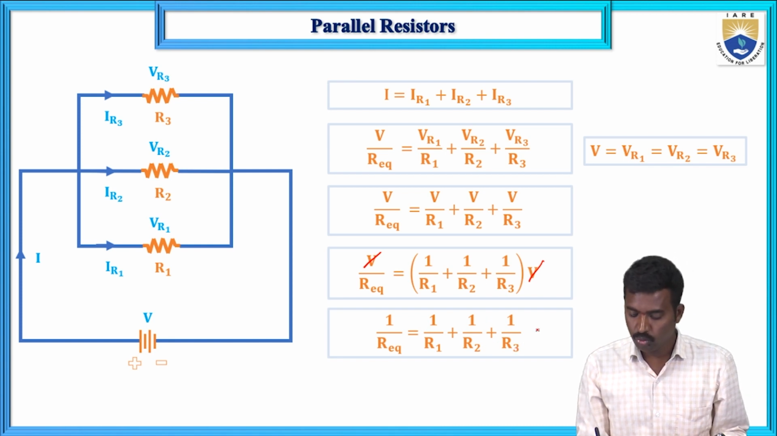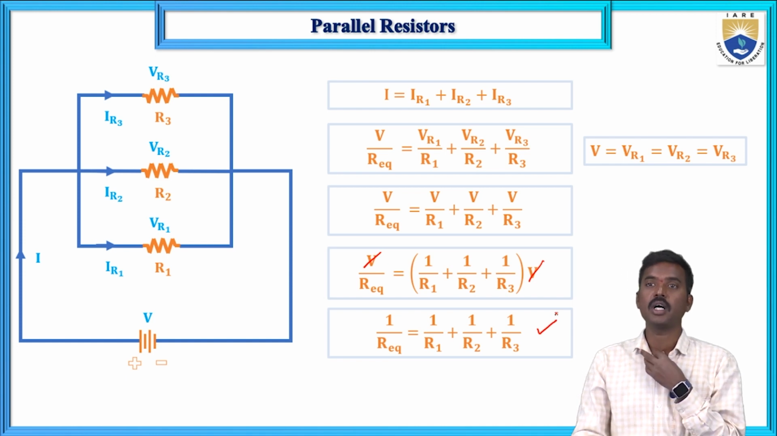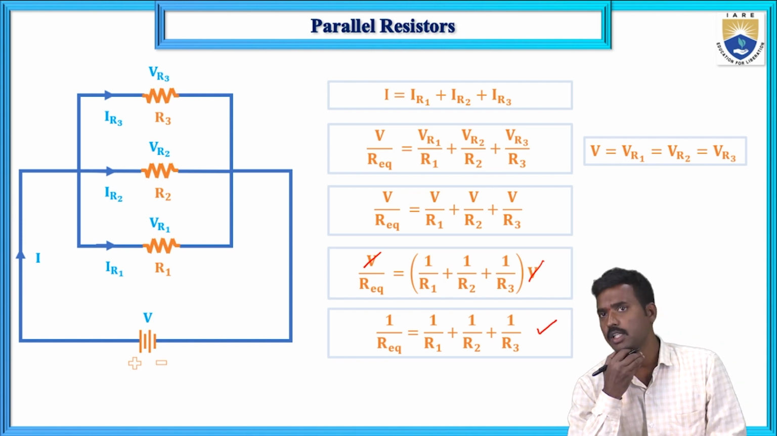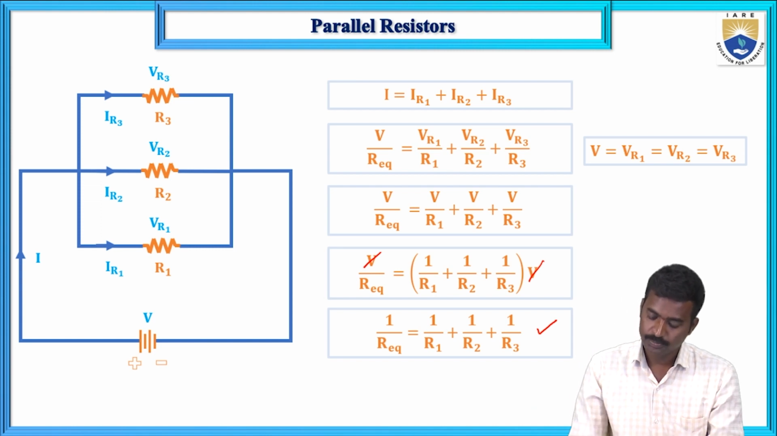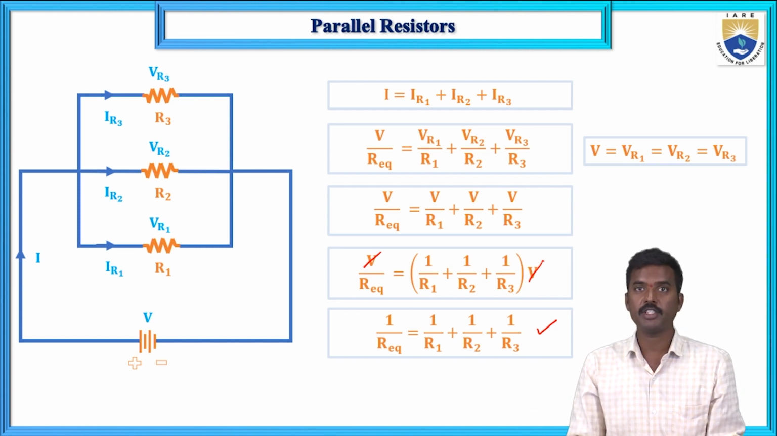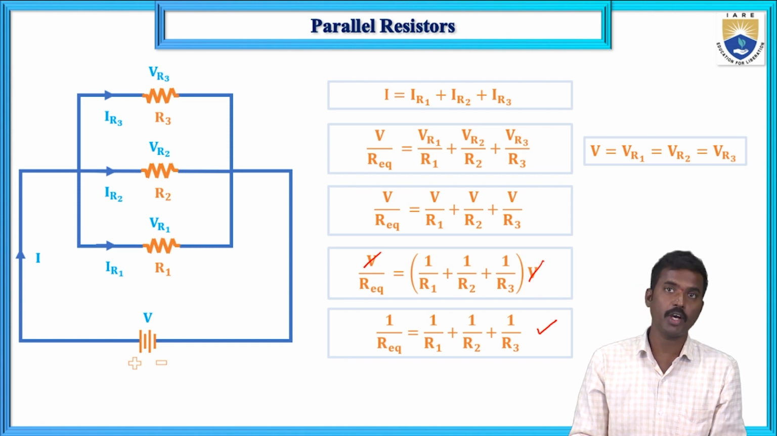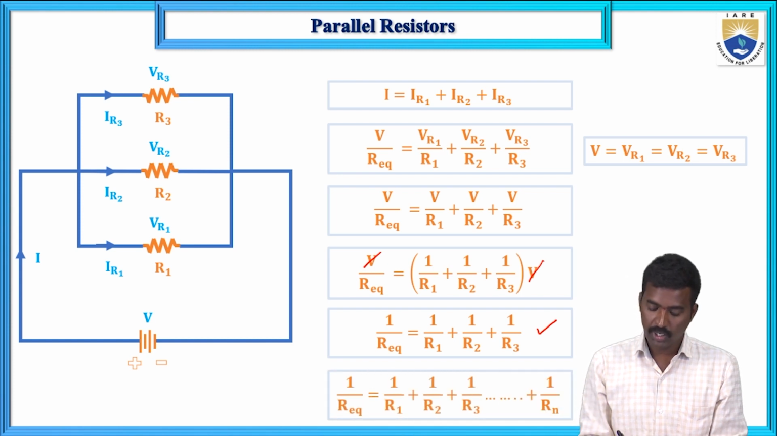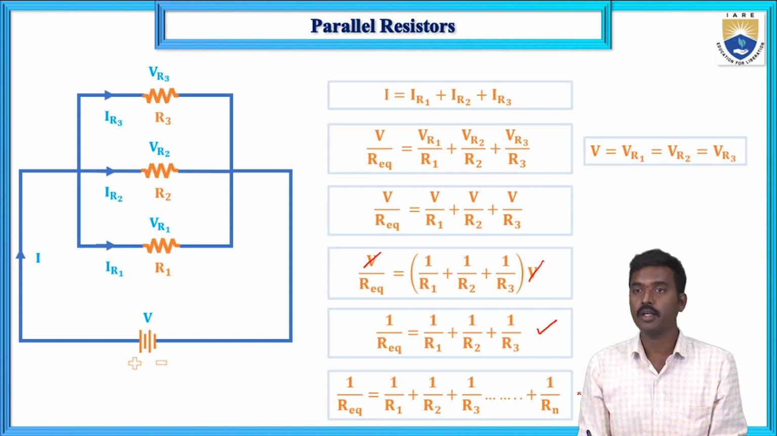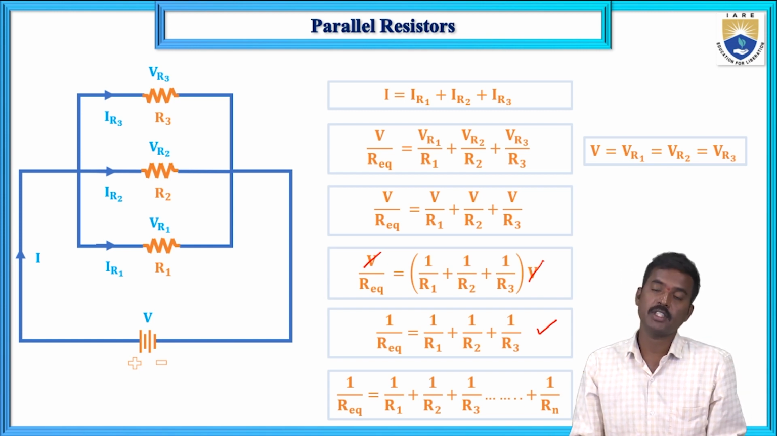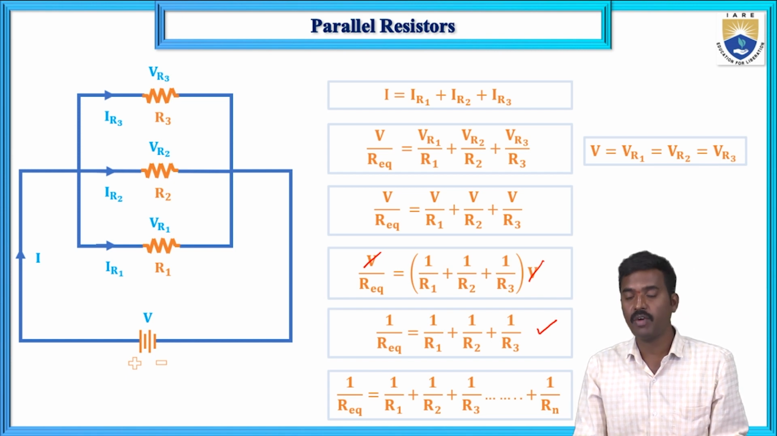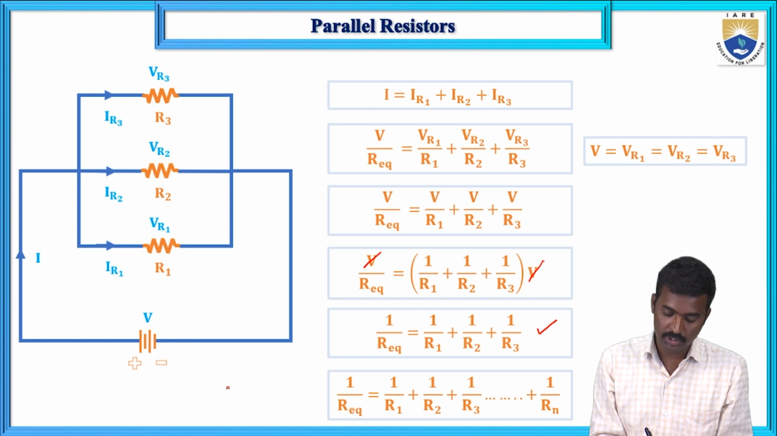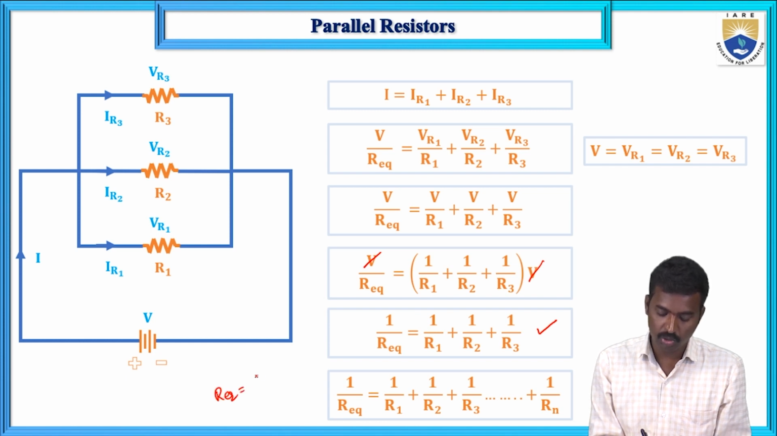This formula is only for three resistors connected in parallel. If n resistors are connected in parallel, whether 4, 5, 6 or n, then 1 by R equivalent equals 1 by R1 plus 1 by R2 plus 1 by R3 till 1 by Rn. If n resistors having the same value R are connected in parallel, then R equivalent equals R by n.